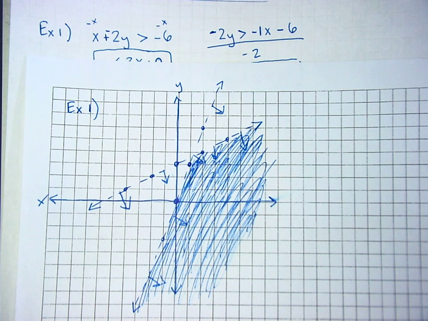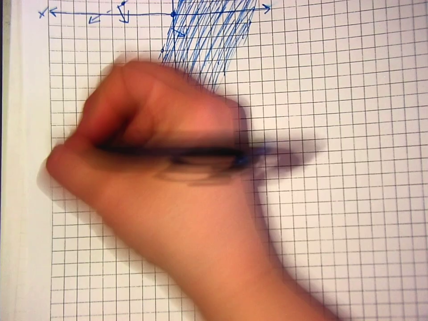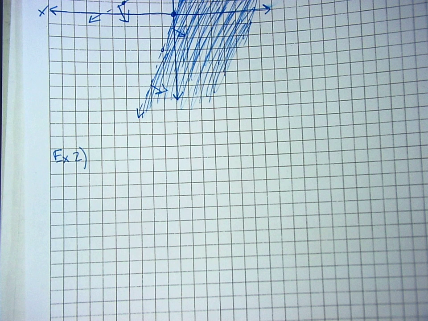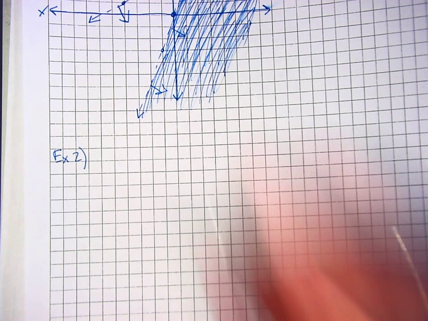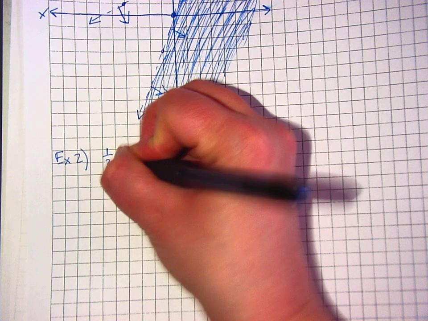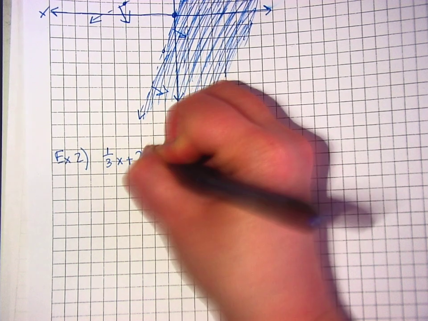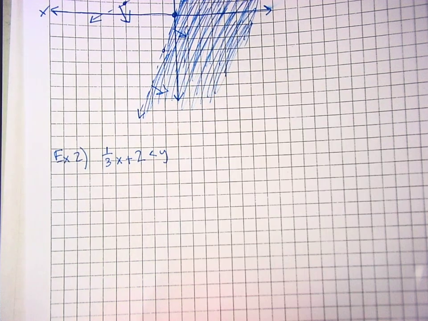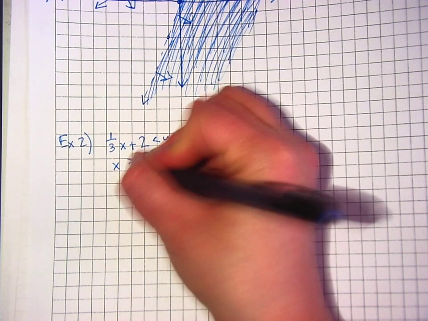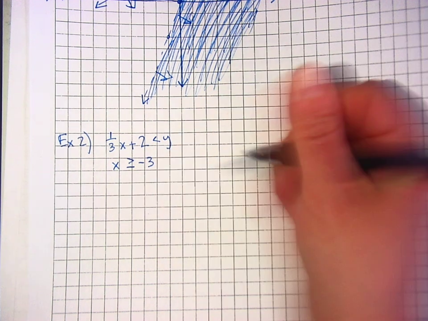Okay? All right, I'm going to try one more time with you, and then you're going to try with your partner. All right, example 2. 1/3 x plus 2 is less than y. And this one is x is greater than or equal to -3.